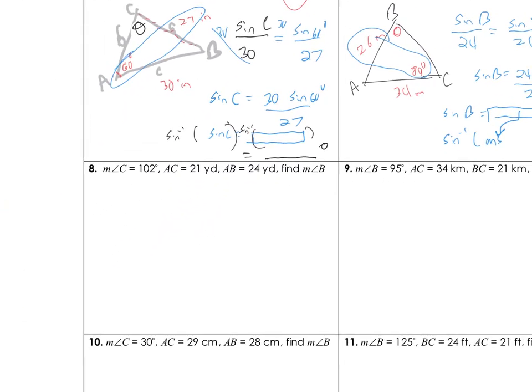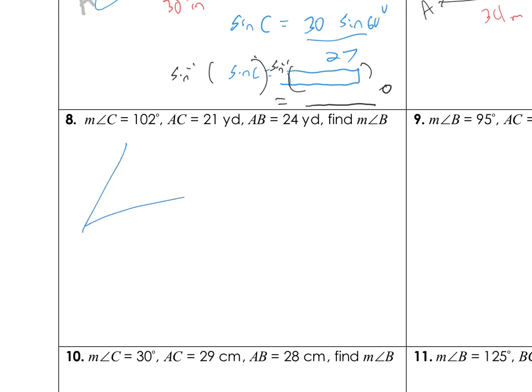Number 8. Draw my triangle. ABC, doesn't matter what order you put it in. And it has to be either clockwise or counterclockwise. But either way, it's going to matter. ABC is the same thing. Measure of angle C is, that's an obtuse angle, 102 degrees. AC, 21 yards. AB is 24 yards. Find the measure of angle B.